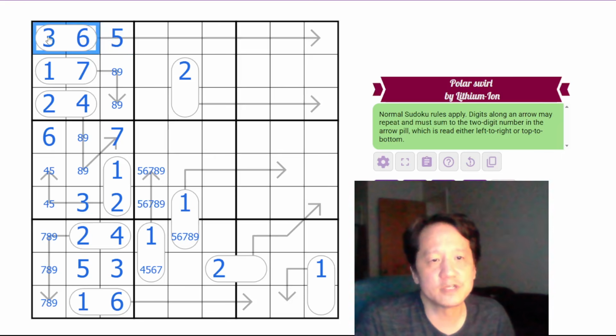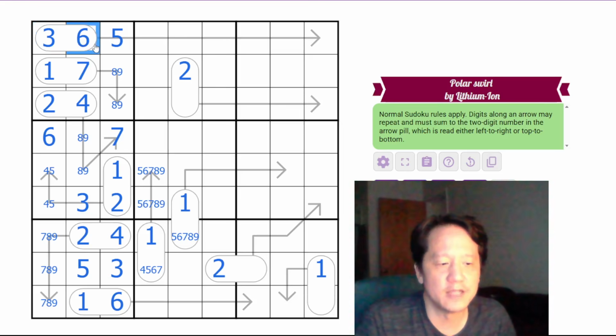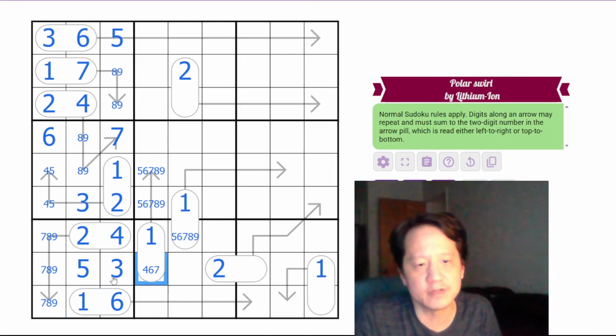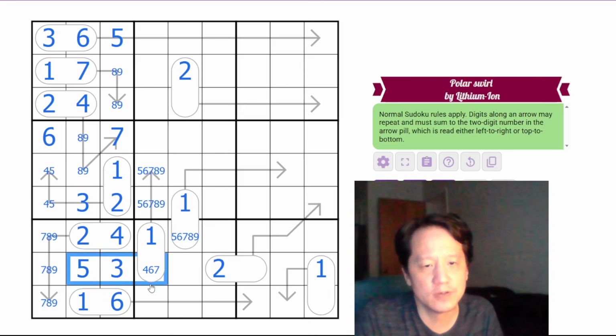So 36 plus 3 and 6 is 9, which adds up to 45, which is why that has to be 36 there. This is 16. This can't be 5 because of 5 in the row. Remaining digit, this adds up to, well, we don't know.